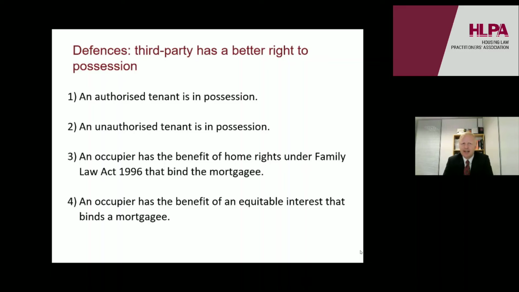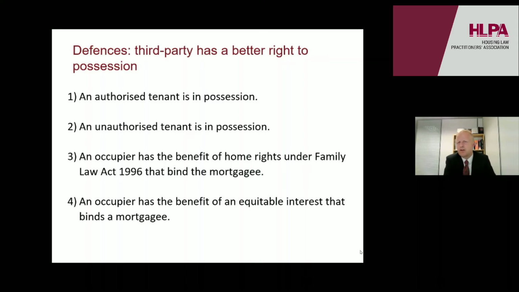Now, looking to the second category of defence, this is where you have the third party with a better right to possession, and I've split it into three types of occupier. You've got a tenant, be they authorised or unauthorised in possession, or an occupier with the benefit of home rights under the Family Law Act, or an occupier with the benefit of an equitable interest that binds a mortgagee. And we'll look at 3 and 4 in more detail later on.